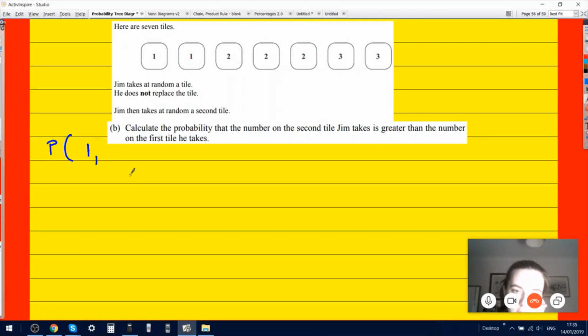Oh, 1. The second number has to be greater than the first. That would be equal to 2. So 1 and then a 2. And then 1 and 3. And is that it? And 2 and 3. Well done.